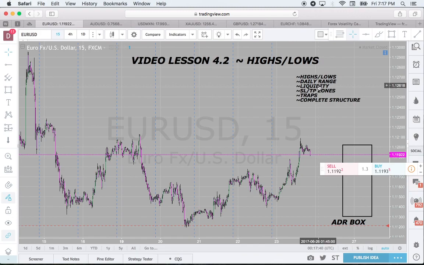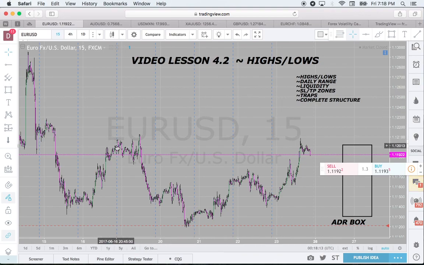We will discuss liquidity and how liquidity is trapped at these highs and the lows of each day, each week, each month. We will discuss stop loss and take profit zones of retail traders and where retail traders are determining where their stop loss and take profit will be.